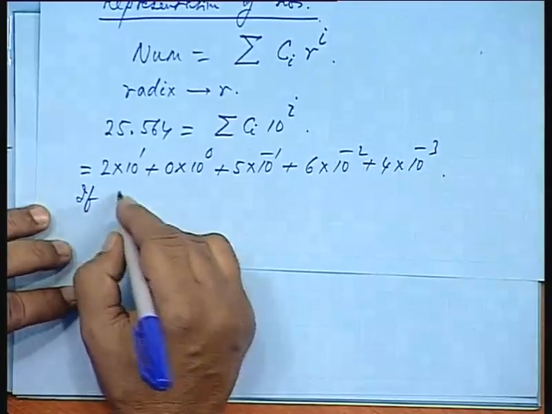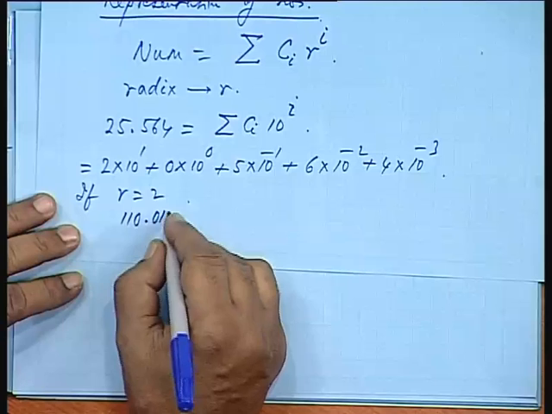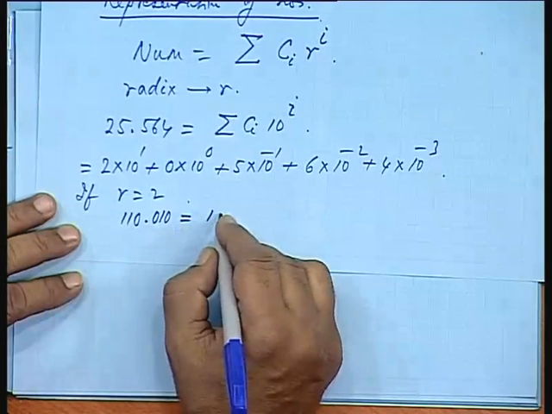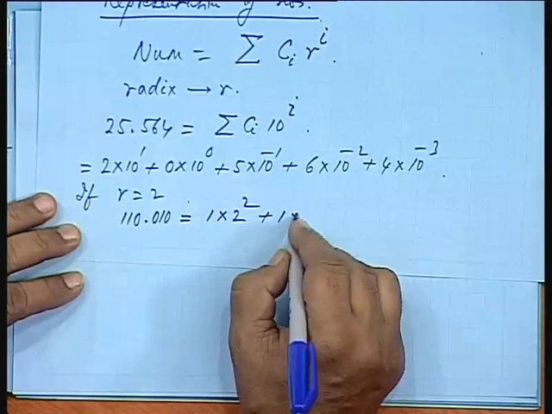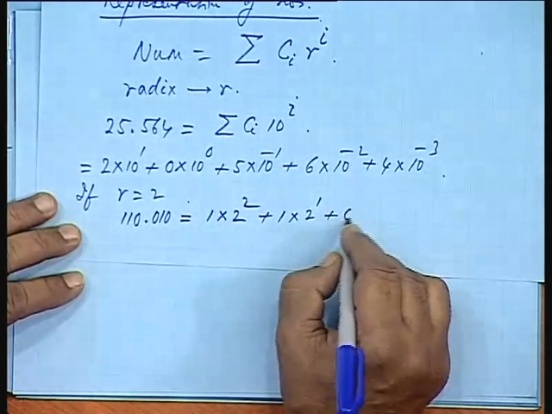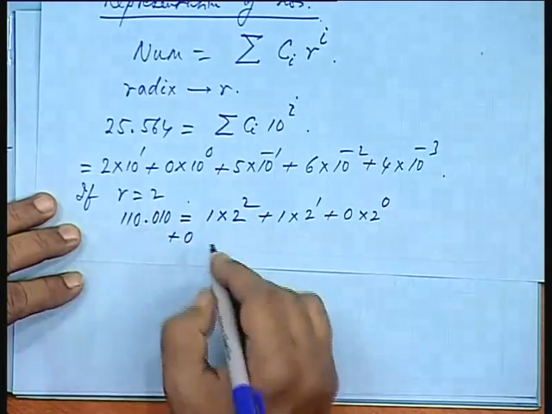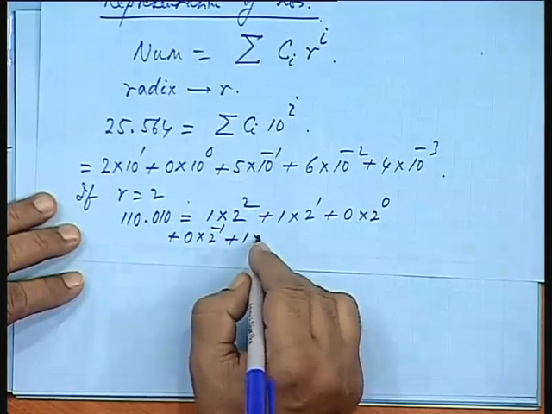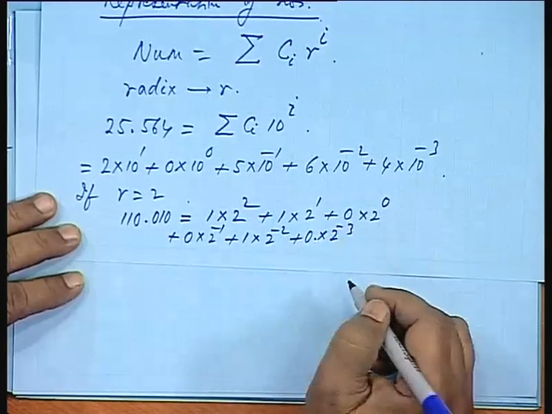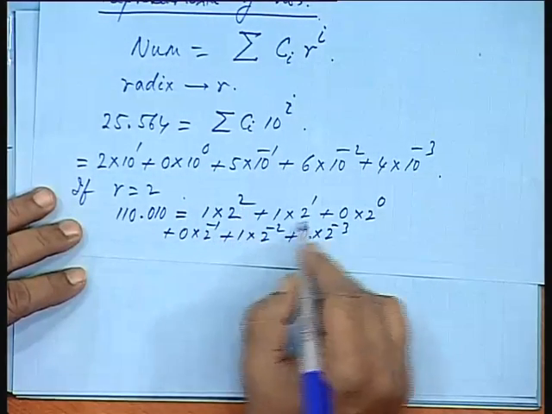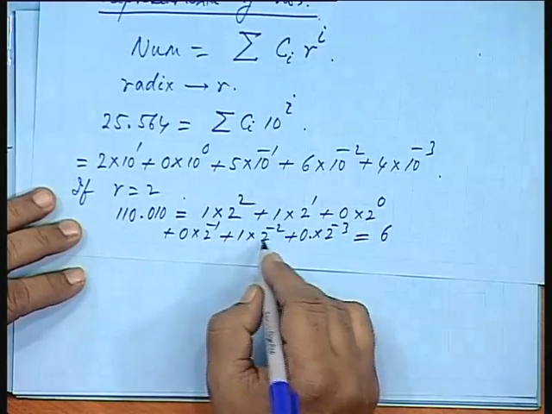If R is equal to 2, we write 110.010, that represents 1 into 2 to the power 2 plus 1 into 2 to the power 1 plus 0 into 2 to the power 0 plus 0 into 2 to the power minus 1 plus 1 into 2 to the power minus 2 plus 0 into 2 to the power minus 3. So, if you work it out, 4 plus 2 is 6, plus 0, this is 1/4, 6.25.